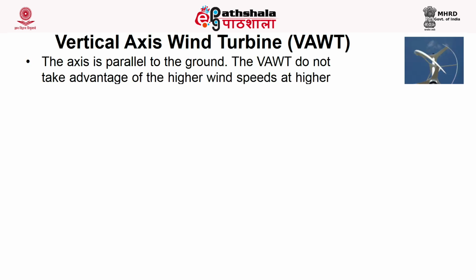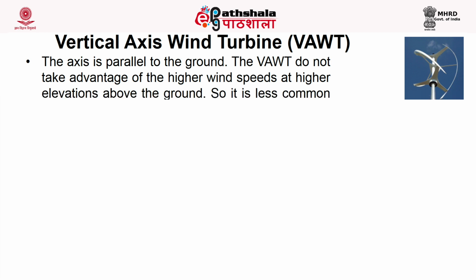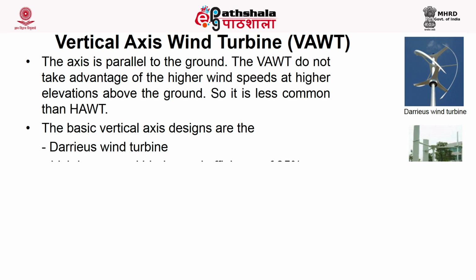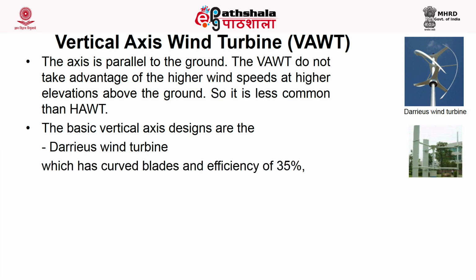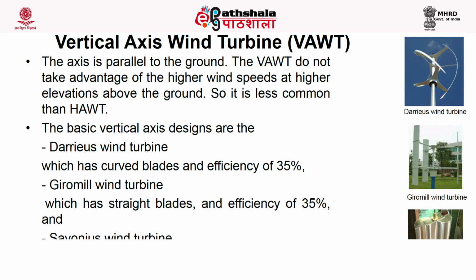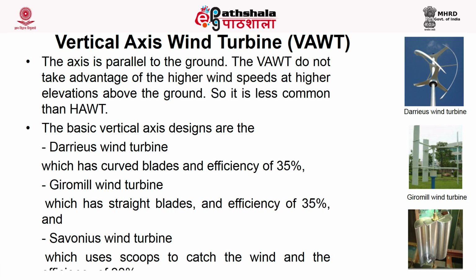Vertical axis wind turbine. This axis is perpendicular to the ground. The vertical axis wind turbine does not take advantage of higher wind speeds at higher elevation above the ground, so it is less common. The basic vertical axis designs are the Darrieus wind turbine, which has curved blades and an efficiency of 35%, the Gyromill wind turbine, which has straight blades and an efficiency of 35%, and another one is the Savonius wind turbine, which uses scoops to catch the wind, and the efficiency is around 30%.